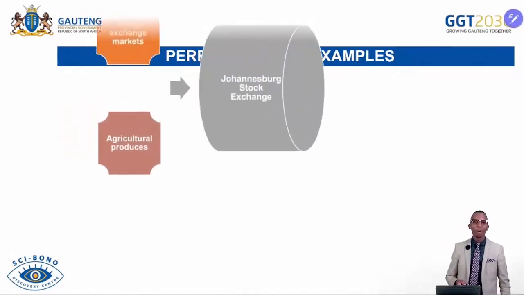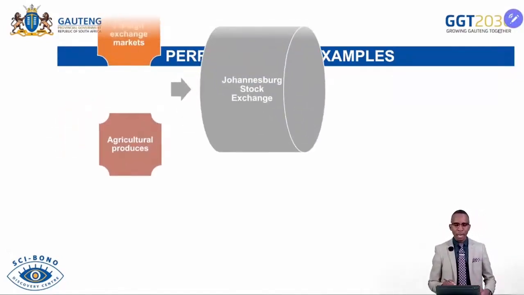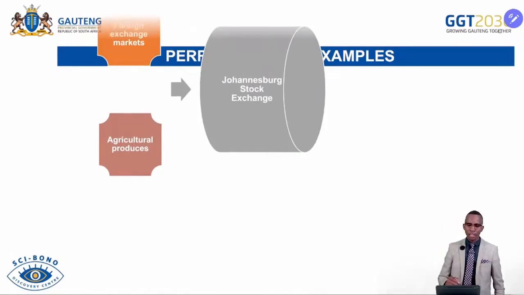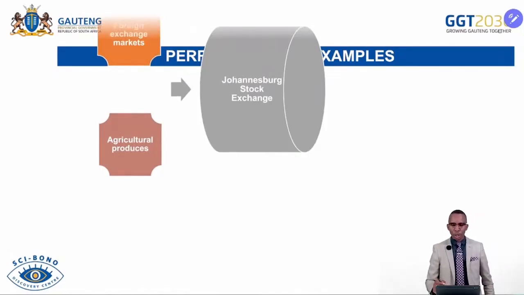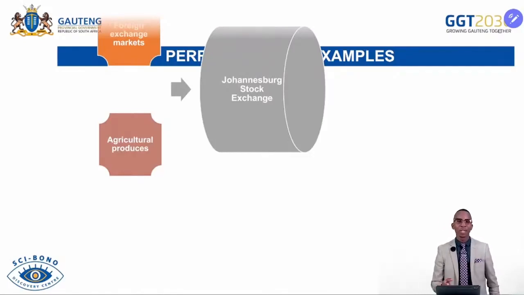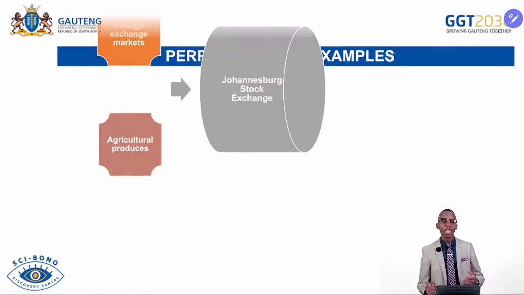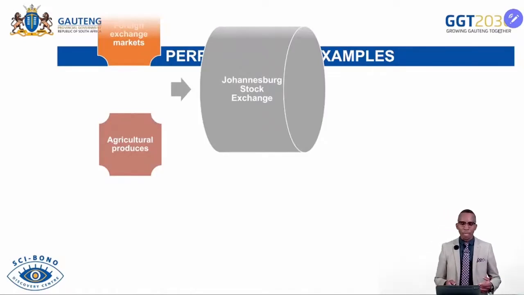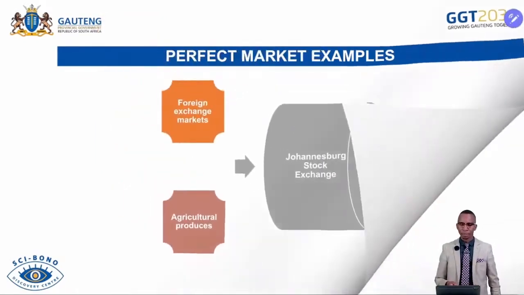Examples of the perfect market include the foreign exchange market, agricultural produce, and the Johannesburg Stock Exchange, which has been changed to the Johannesburg Securities Exchange. These are the basic examples of perfect markets. If the question in the examination says, list or mention any two examples of a perfect market, you can mention two of these three.